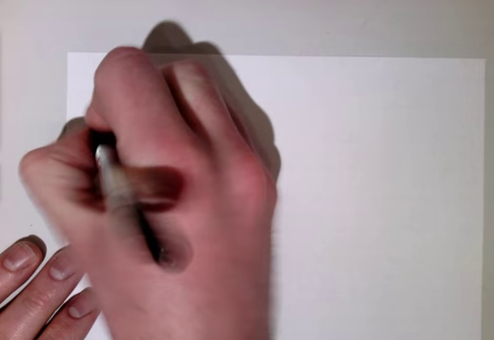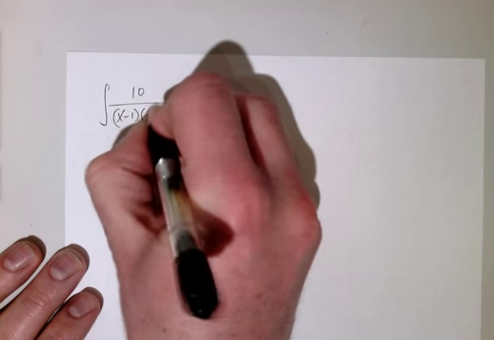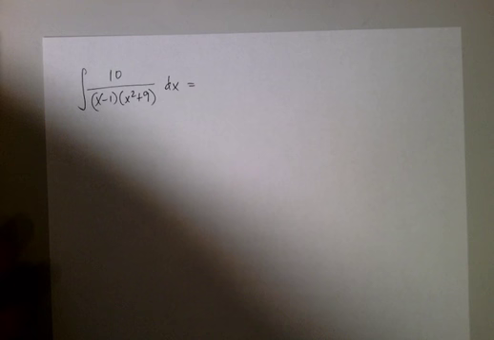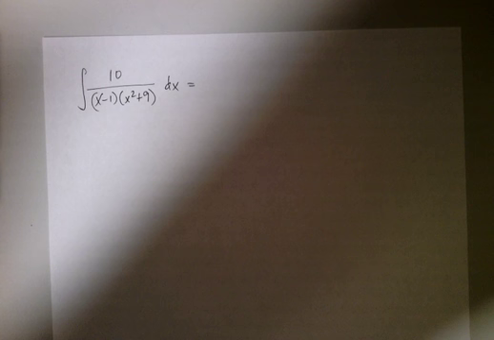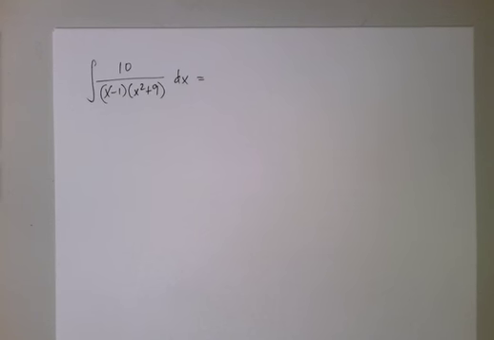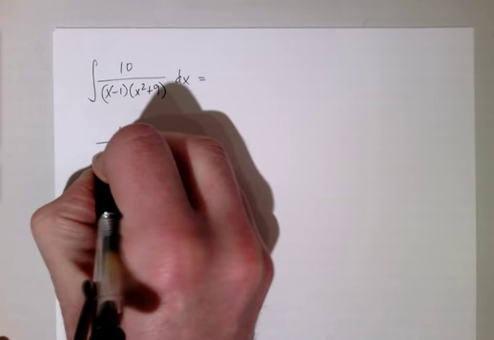Now the next one, let's go ahead and do, oh, that's a new one. Okay, let's go ahead and do that one. Integral of 10 over (x minus 1)(x squared plus 9) dx. Now obviously the linear is going to give me a natural log. The irreducible quadratic is going to give me, sorry, I need to get a couple more pieces of paper. It's going to give me arctan. Okay, I just have to figure out what the coefficients are that correspond to those.